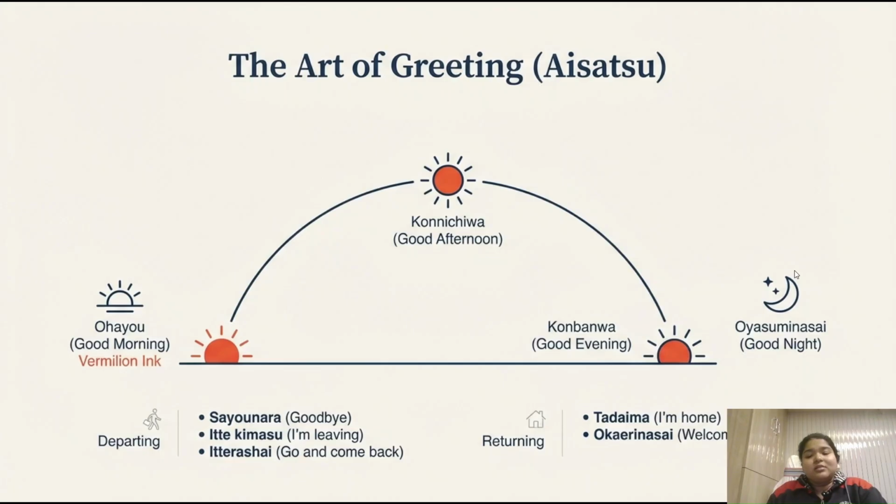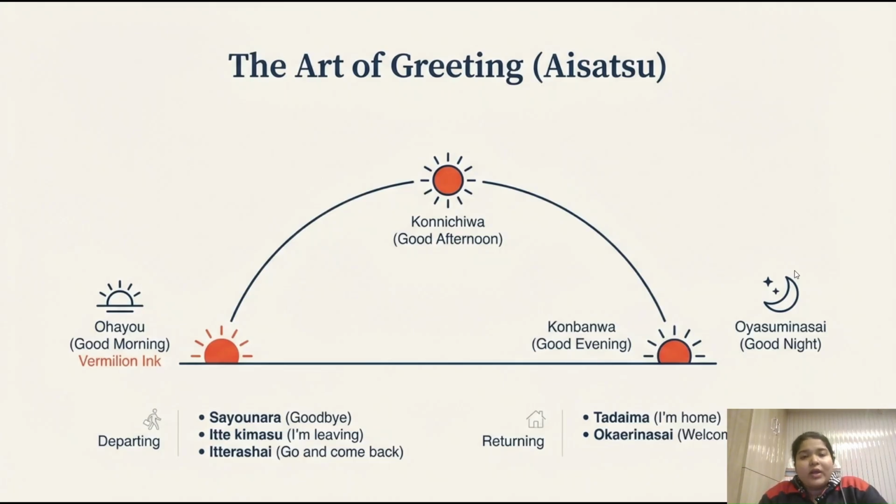Now let's say home is the place where you are the safest. Now we know what exactly it is called in Japanese, right? Home is uchi. When you are leaving your home, we're going to say sayonara. This is what I have learned. And then when you're leaving your home, you're not going to just leave, right? You're going to say itekimasu.